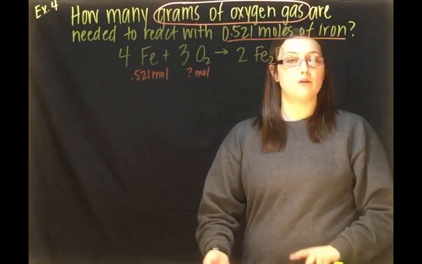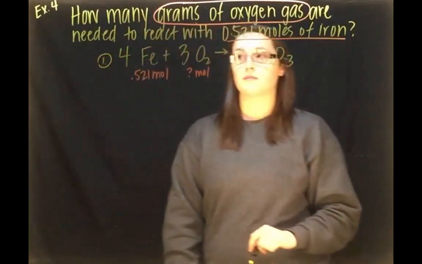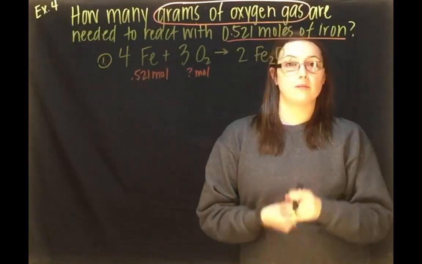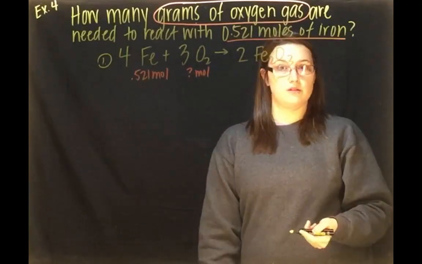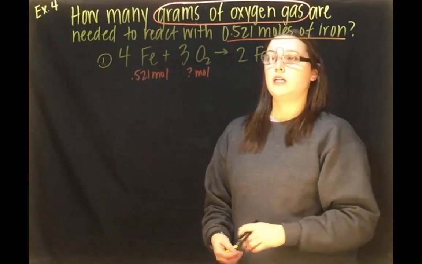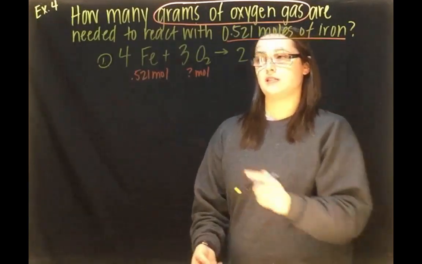So step 1, write a balanced equation. I have that right here. Step 2, convert my given to moles. My given information is already in moles, so I don't need to worry about converting. Step 3, use the mole ratio to convert between substances.